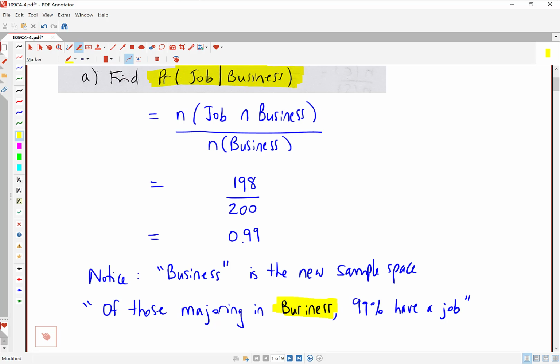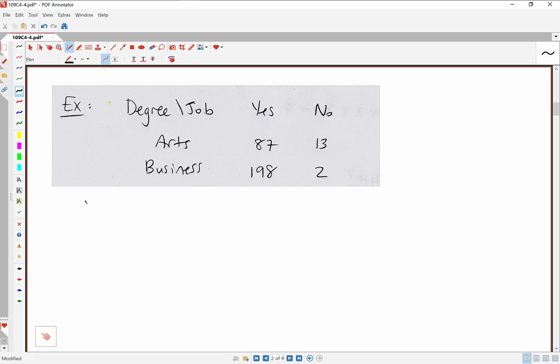So probability of job given business, that's of those majoring in business, what percentage have a job? So continuing with this same data, let's do part B. Let's find the probability that a student is in business given that they have a job. Notice that this conditional probability is now the other way around. In part A, we said probability job given business. Now we're doing probability business given job.